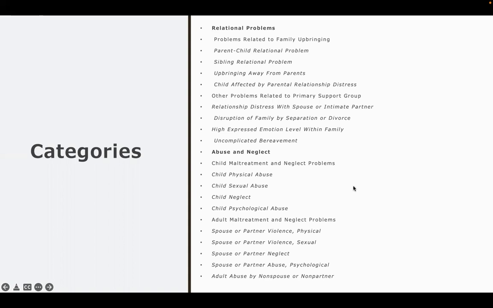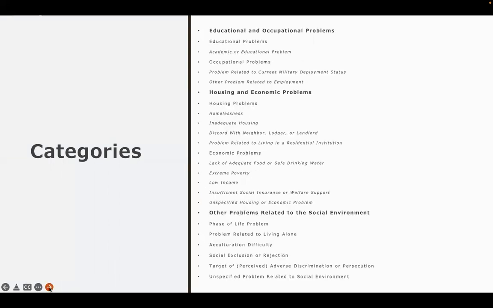So again, abuse and neglect, highly associated with stress disorders, with dissociative disorders. So it's just giving some additional information about the client. Educational and occupational problems, housing and economic problems, other problems related to their social environment. So again, many of these just make sense to include, and you should incorporate them into your conceptualization and your treatment of your clients.